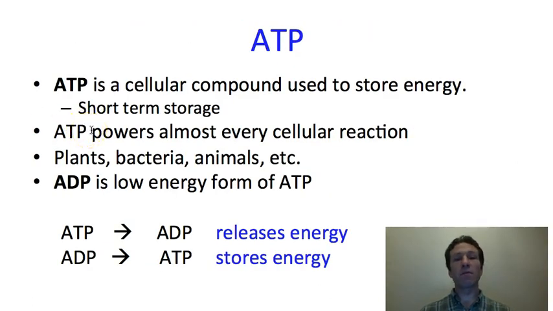ATP powers many cellular reactions. It occurs in plants, bacteria, animals, and all other groups that I am familiar with, at least. Remember that the low energy form of this is ADP. So when ATP becomes ADP, energy is released, but to make ADP into ATP, a source of energy is required. This is the high energy form.